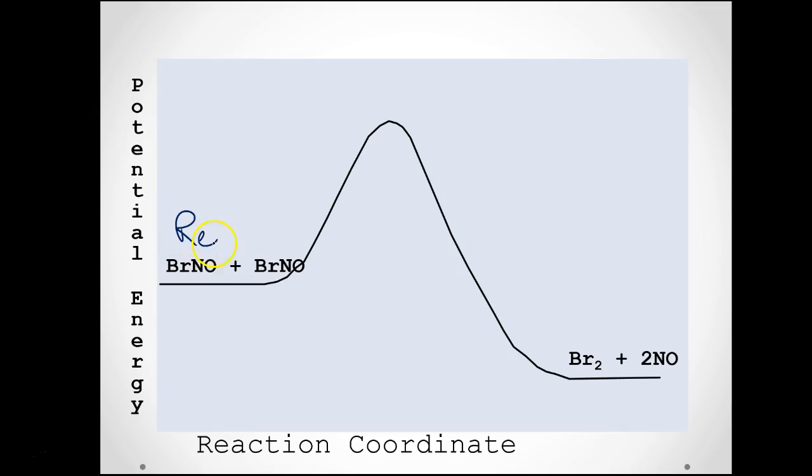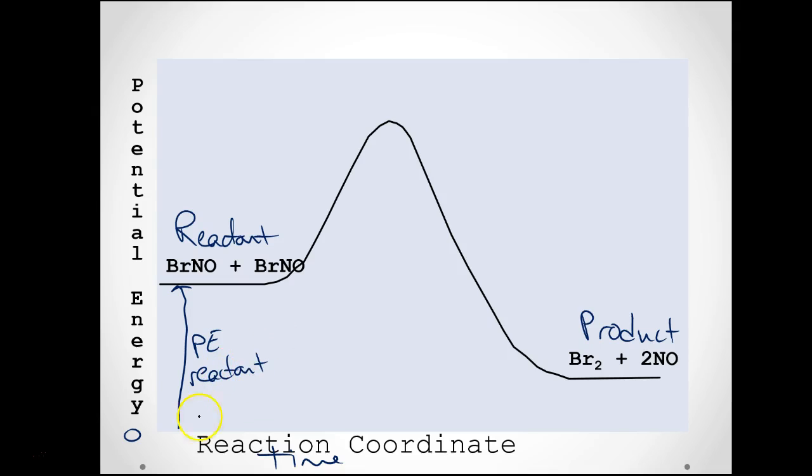These are my reactants, and these are my products. If this is 0, this is as time goes on. My reactants have a certain amount of potential energy, just based on the way they exist. Whatever it is, if that's 0 up to whatever this number is, let's say it was 100, then the potential energy of my reactants is 100.